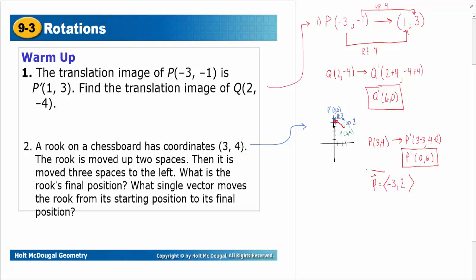We have your vector, I just called it vector P to give it a name, and we had P prime, which was our point after the transformation. So that's our warm-up on our translations. Again, we're going to move into 9.3, rotations.